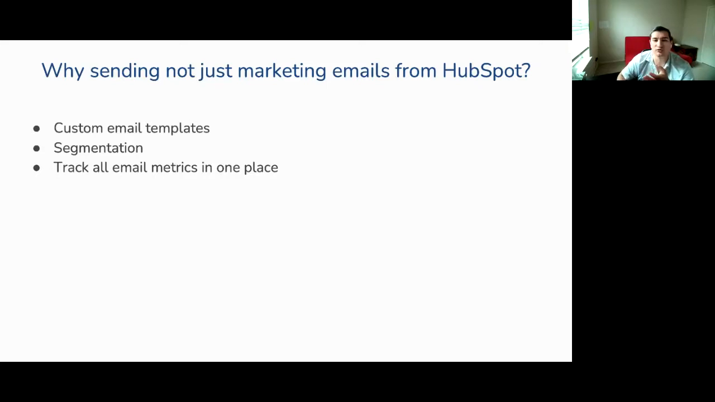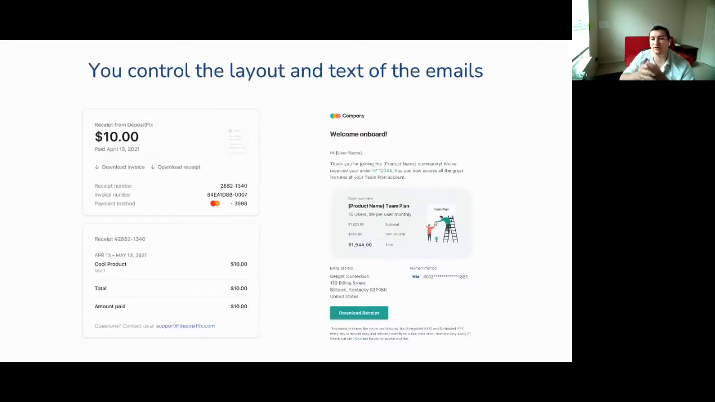So why would we do that? There are many reasons. So first of all, let's say email receipts. In this example, on the left side, we have a generic Stripe email. Stripe is a payment gateway. And first of all, you cannot change much on that email apart from logo and colors. With HubSpot, you have full power of customization, and you can customize everything.